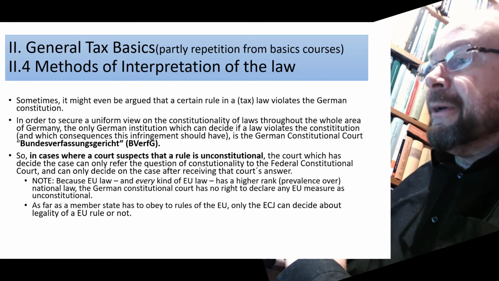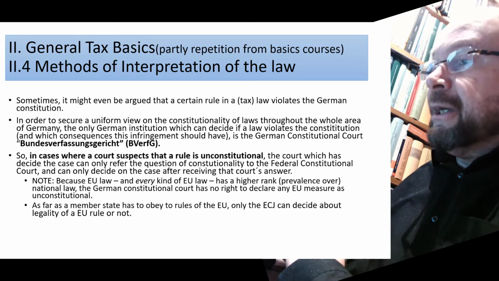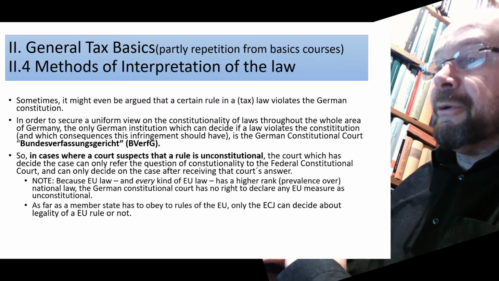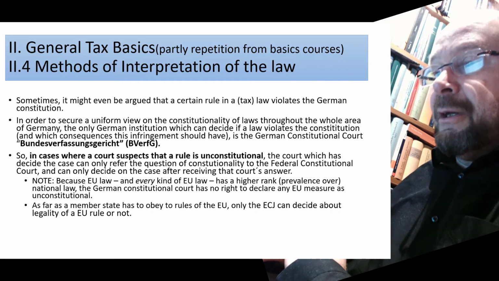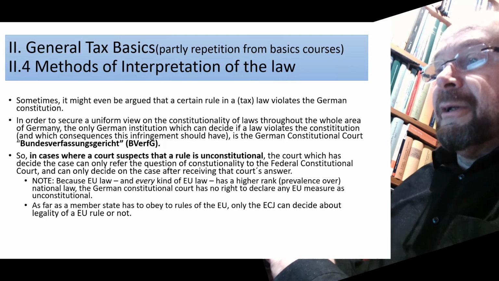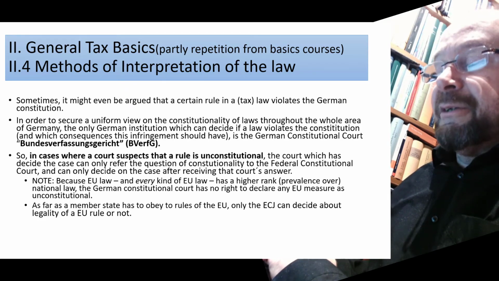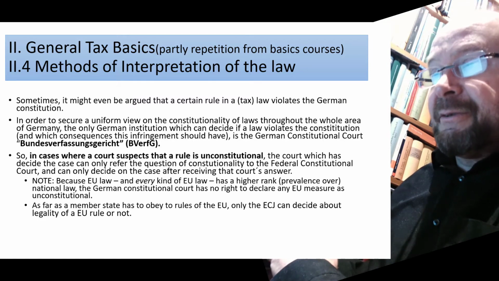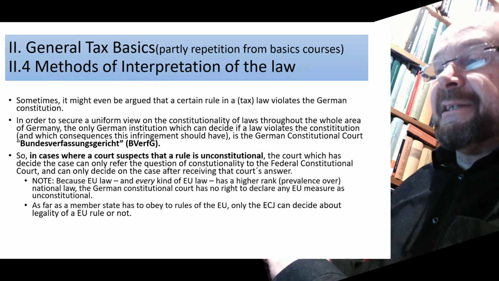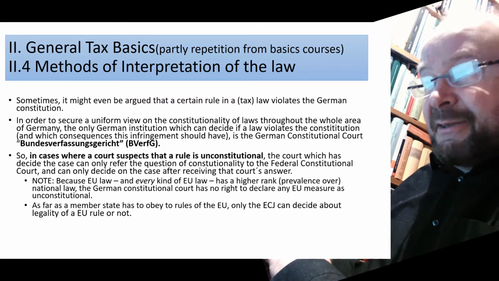That would create a chaos, and that is the reason why in Germany also the decision if a law violates the constitution has been monopolized and has been handed over to a specialized court, the German Constitutional Court, called the Bundesverfassungsgericht. So in cases where a court suspects that a rule is not constitutional, that court will also hand over that question for a preliminary ruling to the Federal Constitutional Court, the Bundesverfassungsgericht, and can then only decide after the Bundesverfassungsgericht has given its answer, and then that answer will be considered by the local court in its decision of the case.